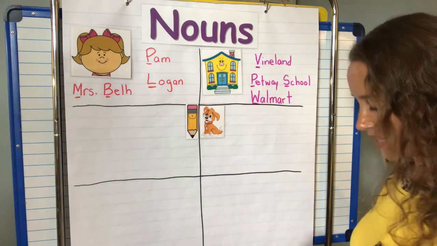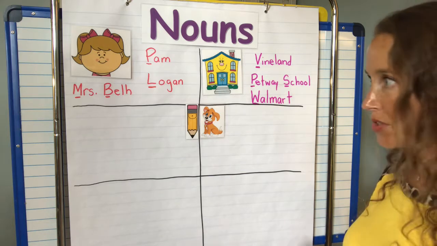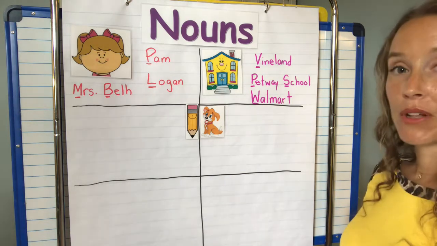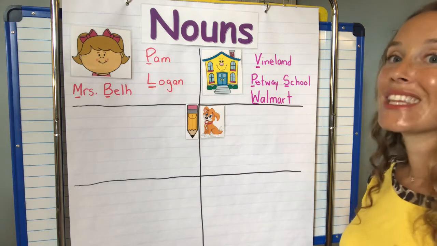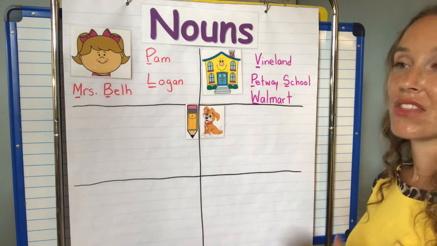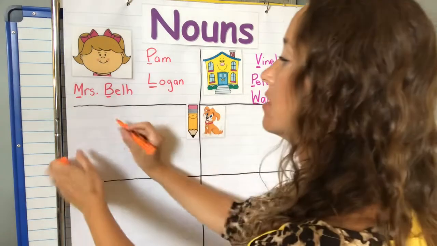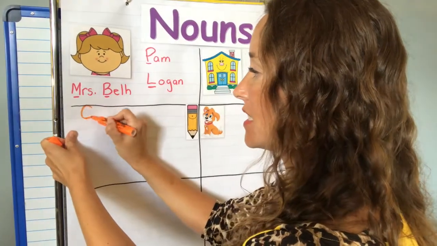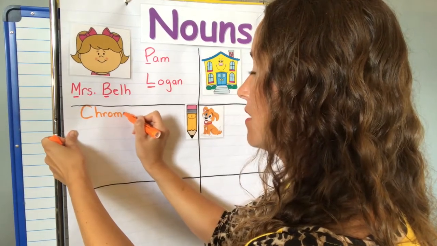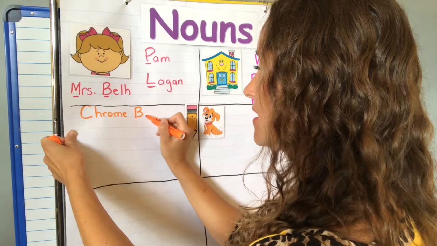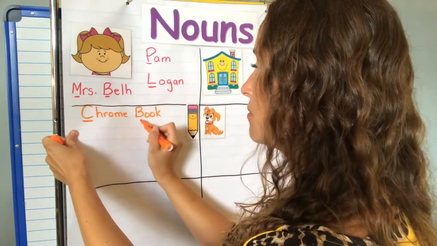Names of things. There's not a lot of things that we name, so I'm not going to give a ton of examples. One example I'm going to give is you're using a Chromebook right now. That's actually the name of the thing you're using. It's the name. So that would get a capital. So capital C, Chrome, capital B because it's the name of what you're using, Chromebook.